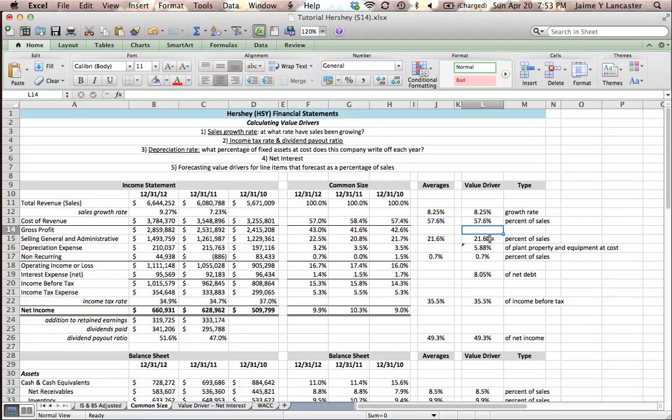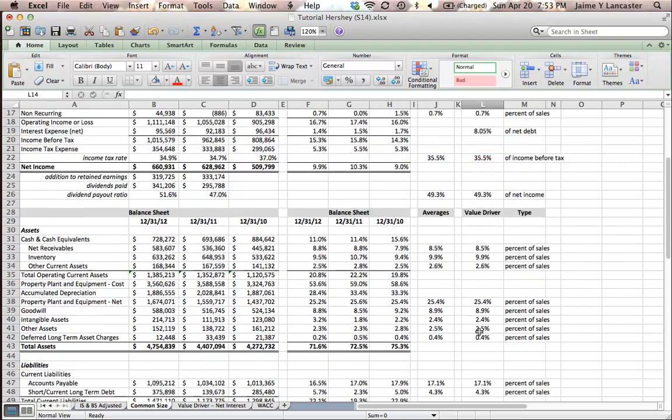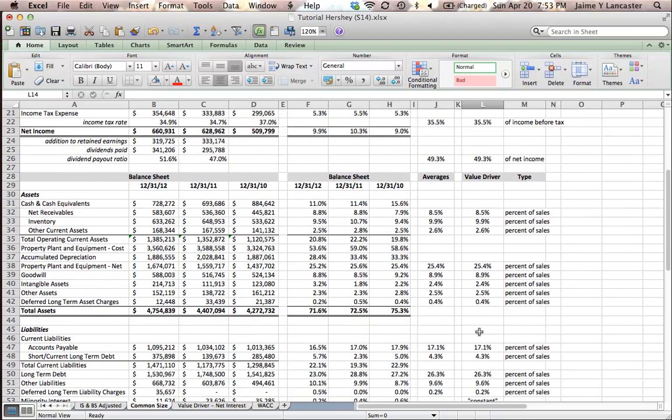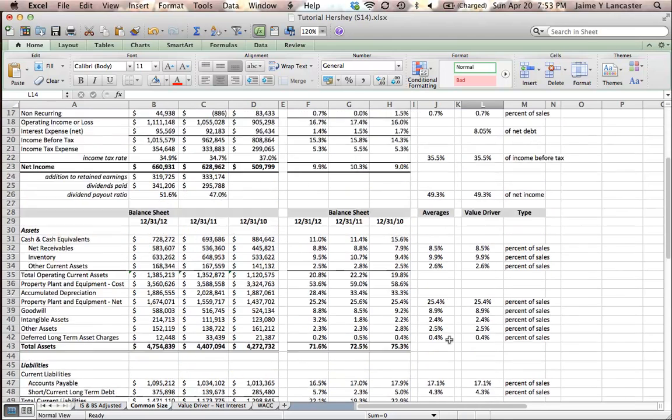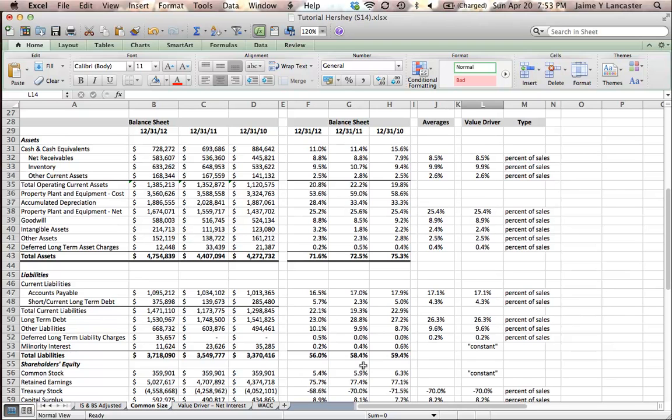Then you forecast selling, general, and administrative, depreciation, non-recurring. You subtract those from gross profit to get operating income or loss. Then you subtract interest expense to get income before tax. Then you subtract income tax expense to get net income. Then you calculate the amount of dividends that you paid, and you take the rest and you add it to retained earnings. So there are some items, like those that I've mentioned here, and like retained earnings down below, that aren't going to get a value driver.